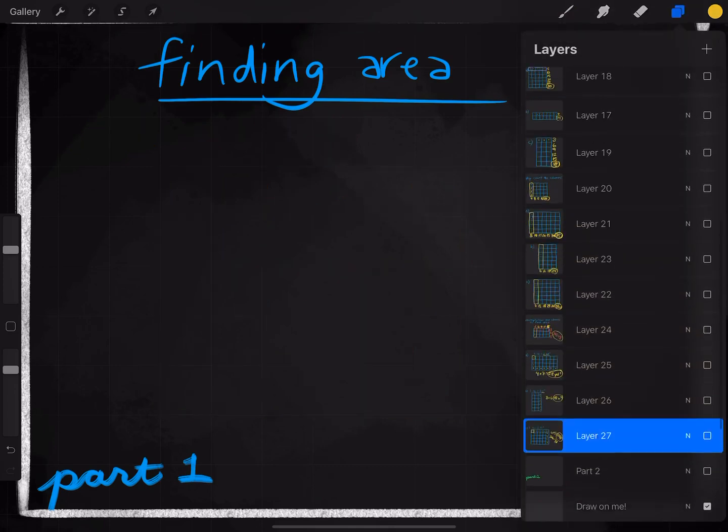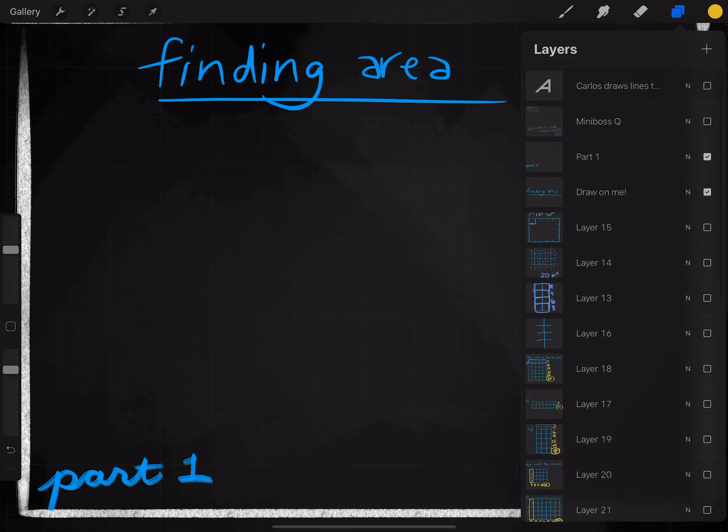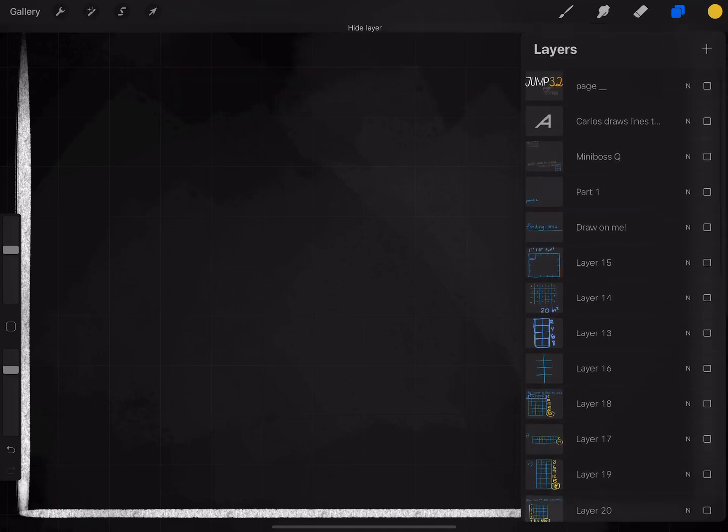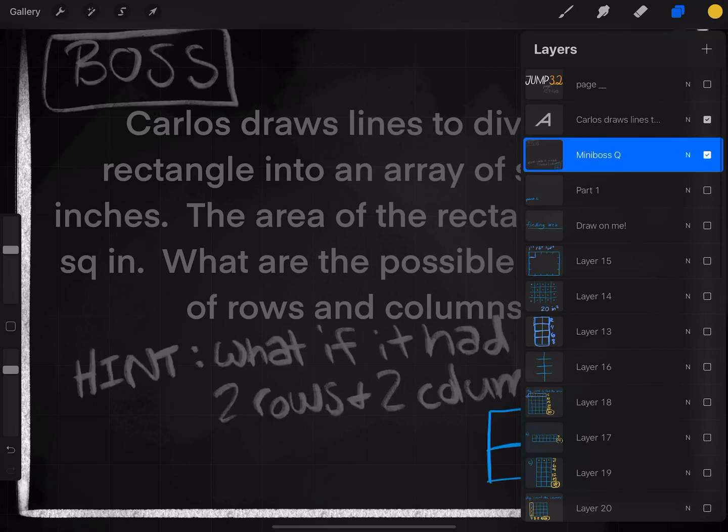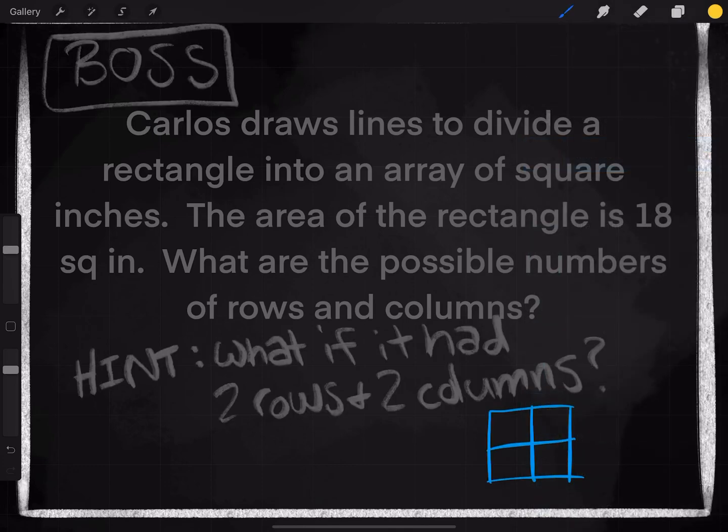All right, the last thing to do is to go back and try the boss question. I hope you try it. There are different possible numbers of rows and columns. Let's see if you can list the possible numbers of rows and columns.